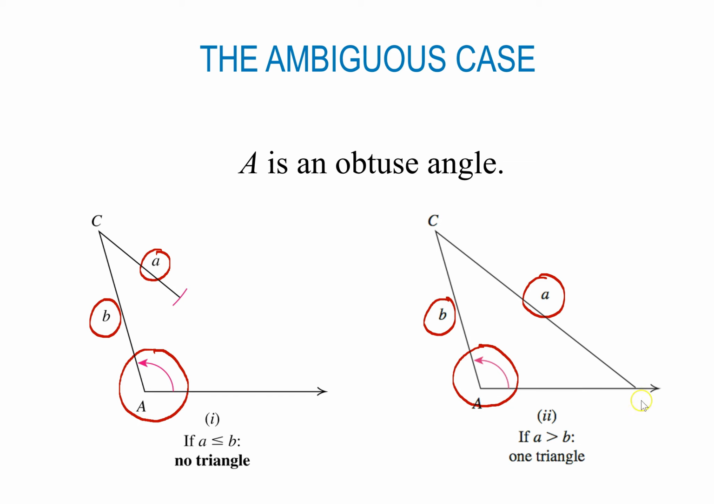If A is bigger than B, then there's only one case. You get yourself one triangle. That is it.